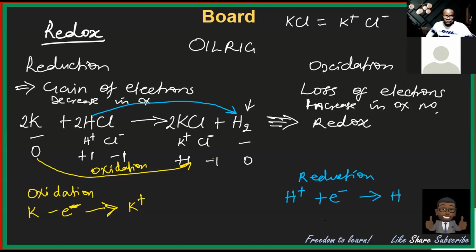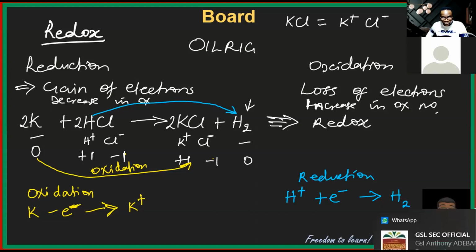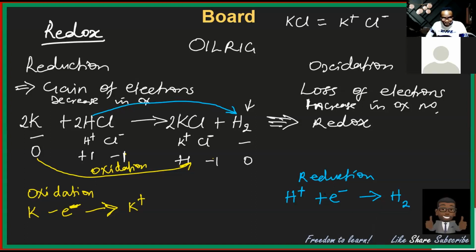Hydrogen. You see that? To become hydrogen, hydrogen is a diatomic molecule, so it's going to form H2. Can you see what I just did? I multiply by 2. Therefore, I'm going to multiply the number of electrons gained by 2 and the number of hydrogen ions by 2. Do you understand this? Yes.